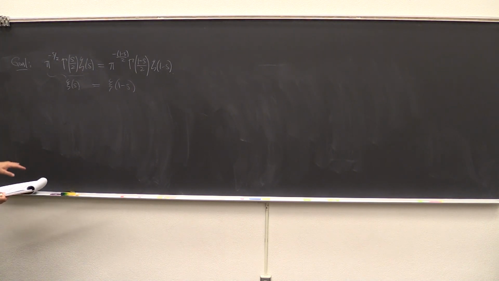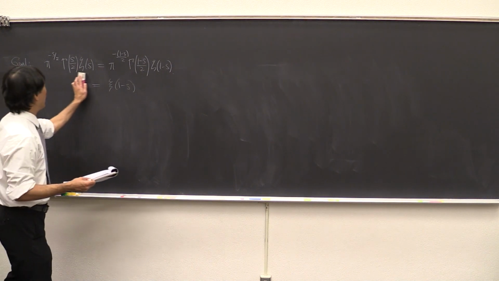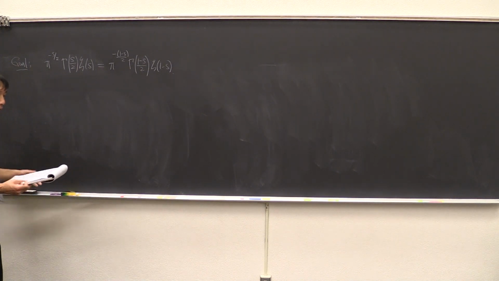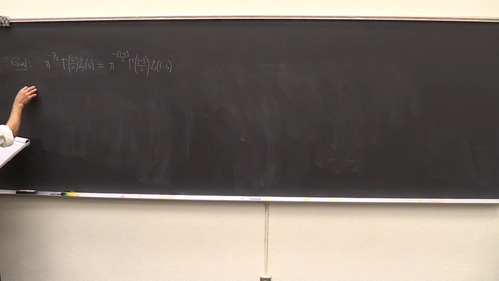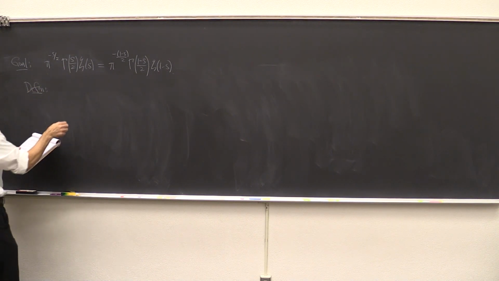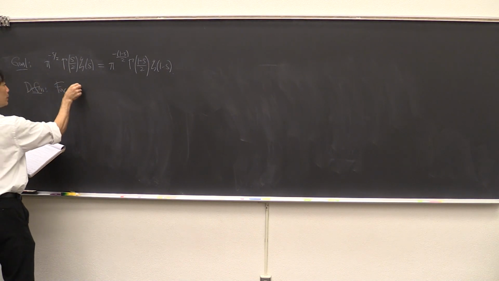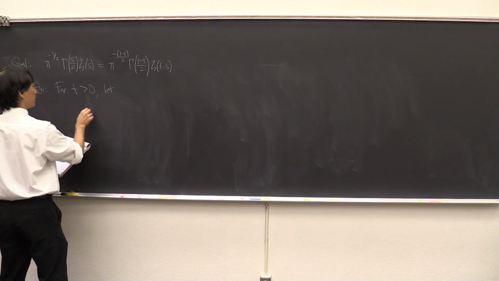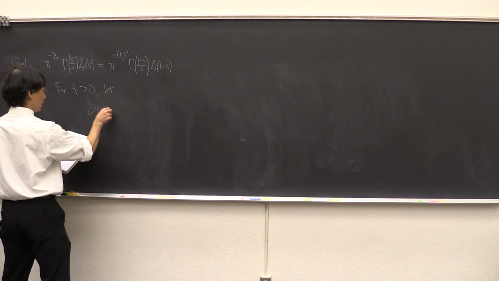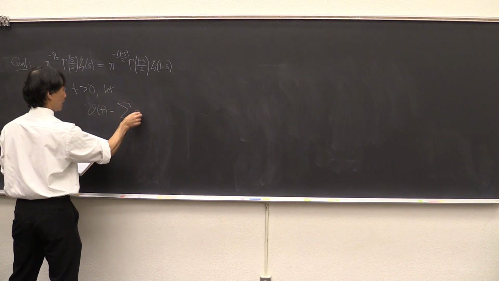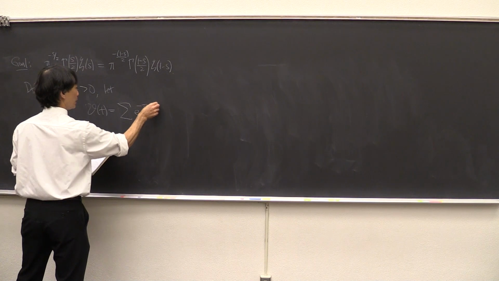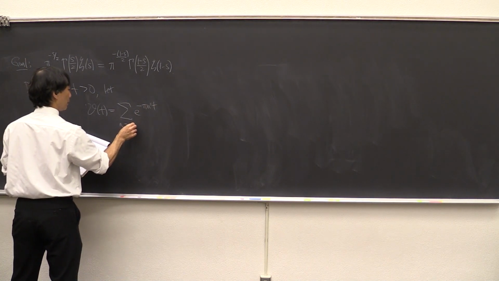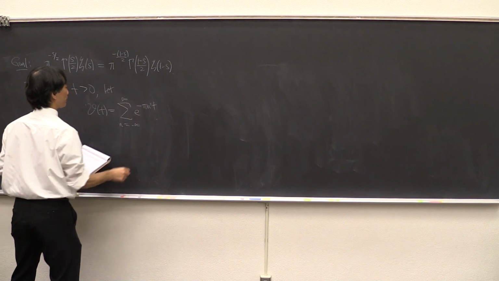Okay. So in order to get there, we're going to need some results about something called the theta function. Let me define what that is. So for t bigger than 0, we let theta of t equal the summation of e to the negative pi n squared t, over all integers n.